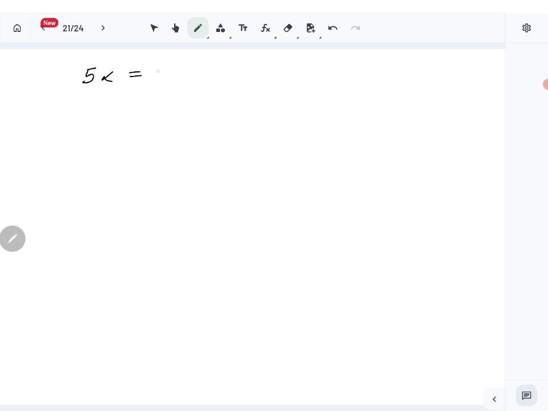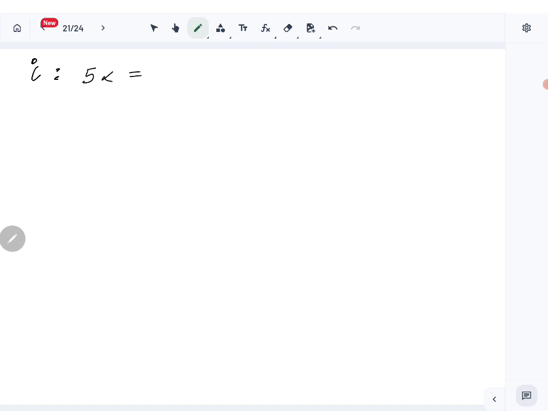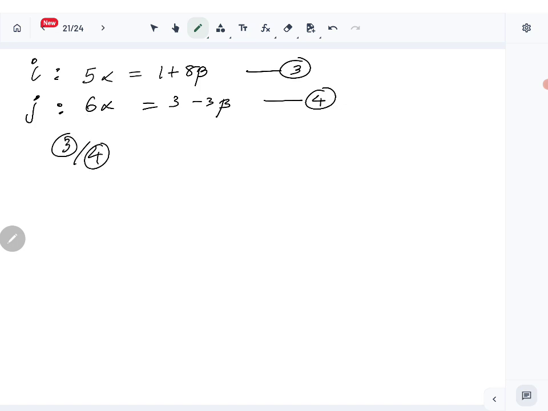So 5 alpha equals 1 plus 8 beta using the i components. Then from the j components you get 6 alpha equals 3 minus 3 beta. So solve 3 and 4 simultaneously. You get the answer for alpha and beta. The easiest way to do this is to get rid of alpha by dividing 3 by 4.